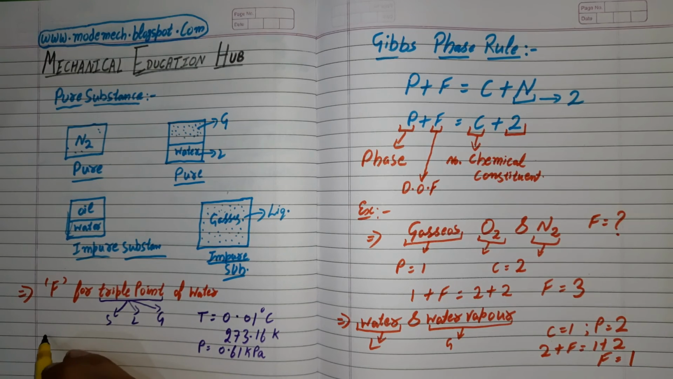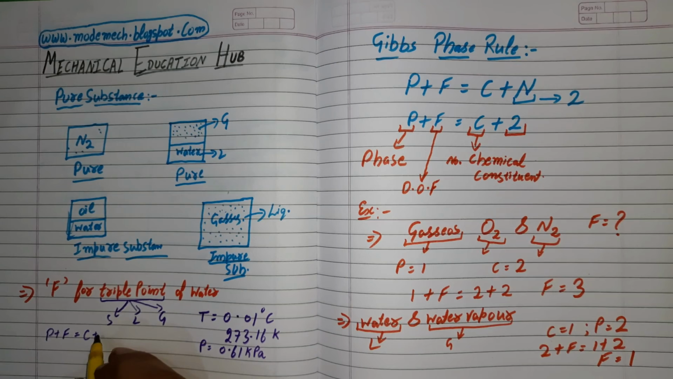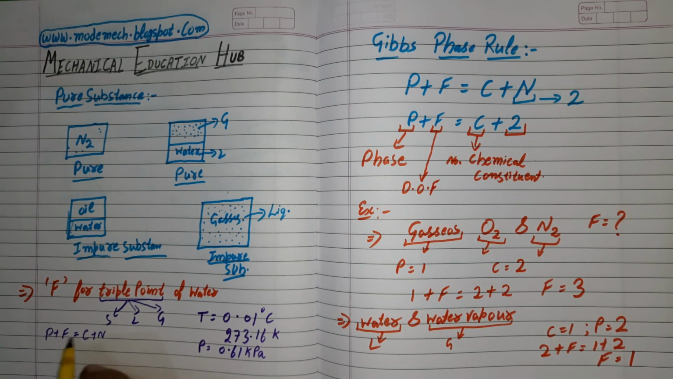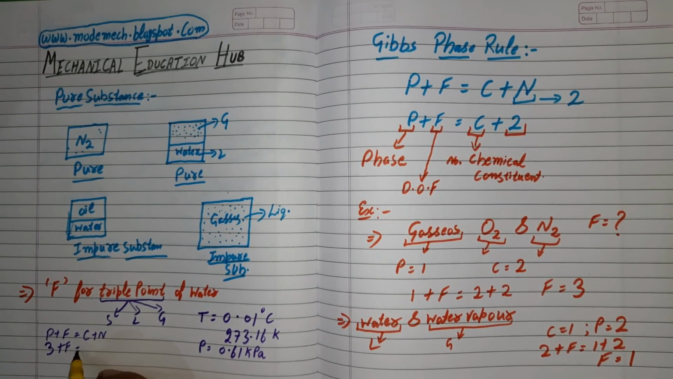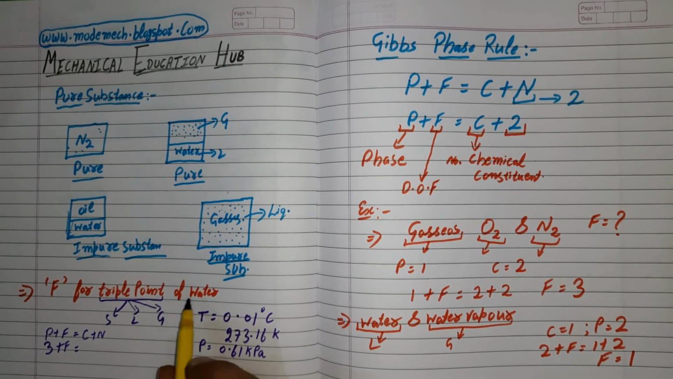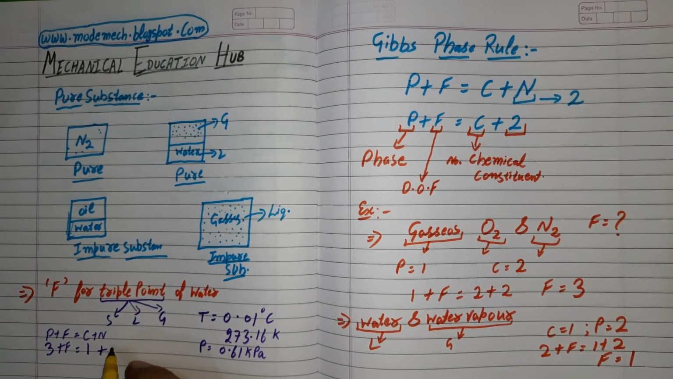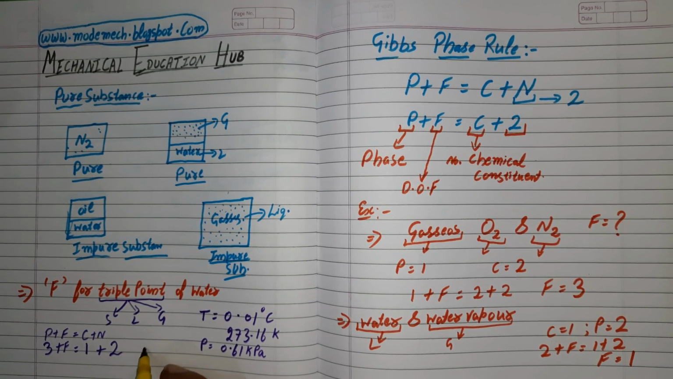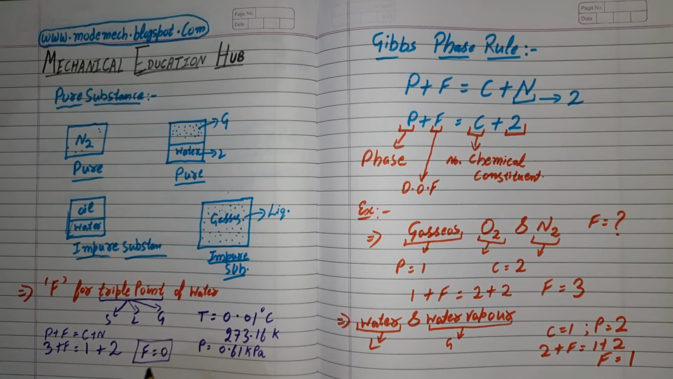Now for this, P plus F equals C plus N. At triple point, water exists in all 3 phases, so here the value of P is 3. We need to find F. The chemical constituent is 1, that is water, plus N, which in thermodynamics is always 2. Now according to this, F, the degrees of freedom, will be 0 for the triple point of water.